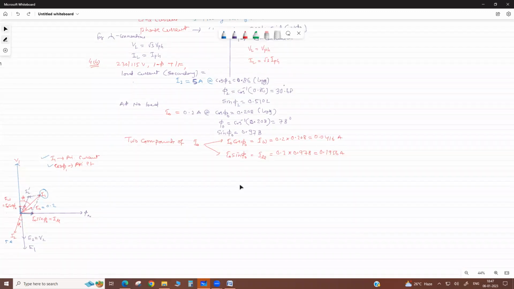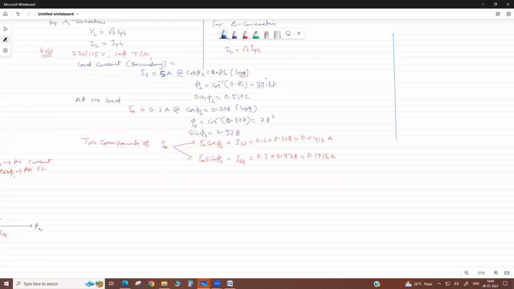Now you have to draw this phasor diagram. Suppose this is your primary side phasor voltage, this is your V1. Suppose this is your horizontal axis. See, this no load current lags by an angle. What is the angle? 78 degree, means it is close to 90, like this. So this is your I naught.